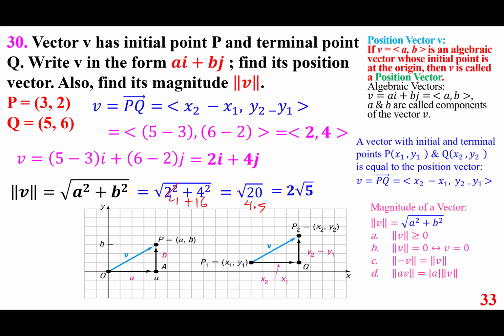A quick recap for vectors. Two vectors are considered identical as long as they have the same direction and the same magnitude. It's called a position vector if the initial point starts at the origin. And of course, the magnitude is the square root of a squared plus b squared. To make it a position vector, we go with this formula. Vector PQ is x sub 2 minus x sub 1, that is the component along the x-axis, and y sub 2 minus y sub 1 along the y-axis.